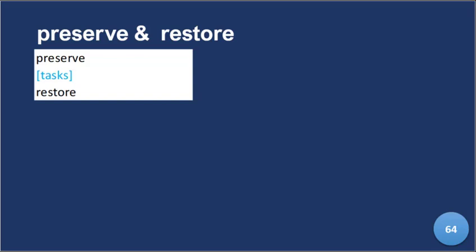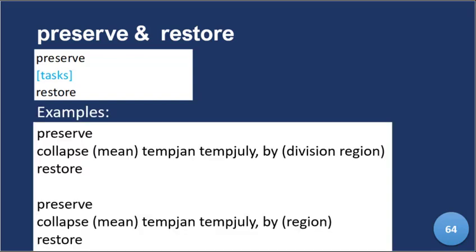So preserve, restore, and in between, you put all your commands. That's what we talk about when we talk about the task, the irreversible activities, and you are good. So I'll give examples which you had used before. Collapse mean temperature January, temperature July by division. It will alter the data set. Then you collapse mean again by region. And you may want to save in each case, save a copy here, save a copy there, and you're able to reference. So we'll go into the main class where we will talk about this in detail.